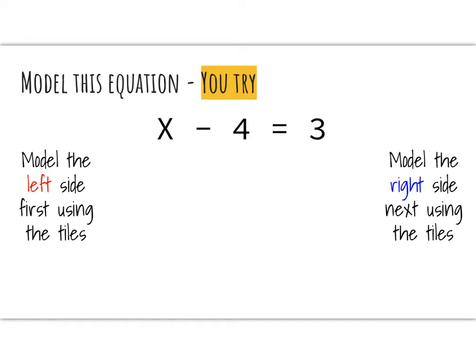Okay, so for our first one, we have x minus 4 equals 3. I want you to remember you have two sides, with your line down your equal sign. You have your left side, which is x minus 4, and on the right side you have positive 3. I want you to go ahead and try to draw a model to represent this equation. So pause the video, and once you're finished, press play.